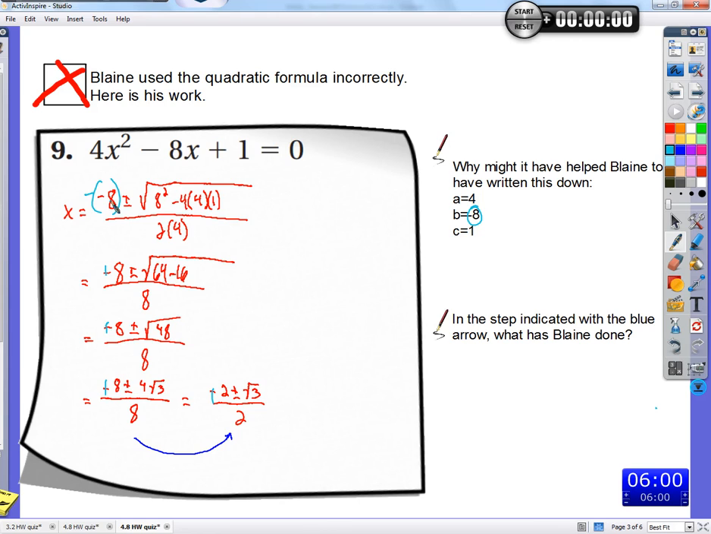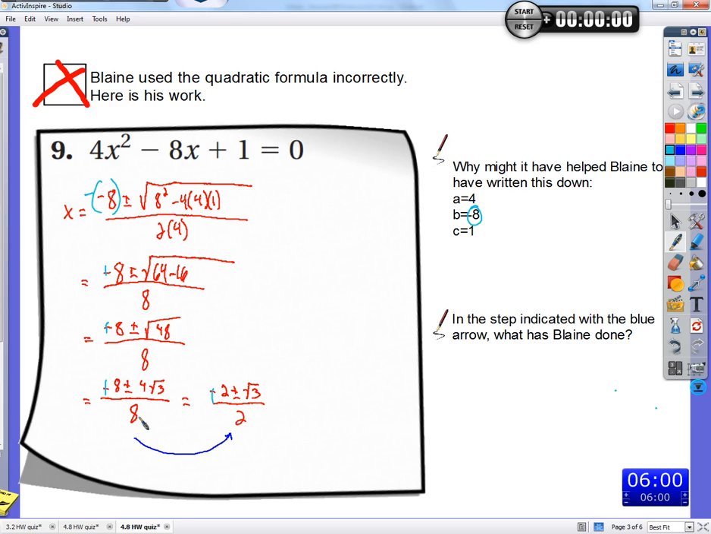Okay, so you see down here in this step, from here to there, what has Blaine done in that step? Write that down, please. What did he do? He divided by 4. The important part about this is that when he saw these three things, he divided 4 out of all of them. Not just these two, which students are often tempted to do, just crossing out those 8s. But that just wouldn't work.